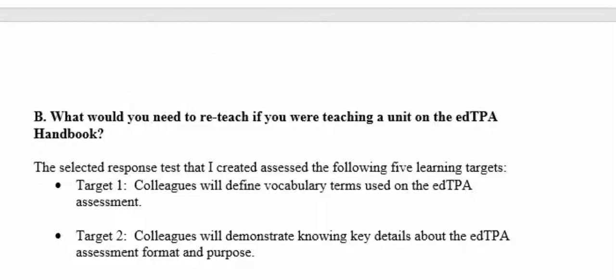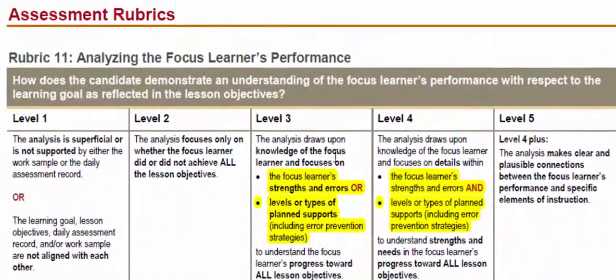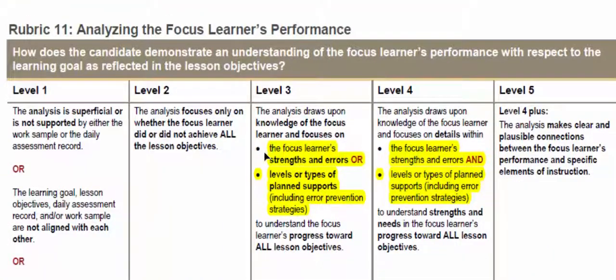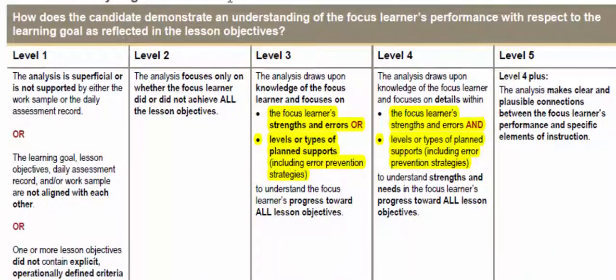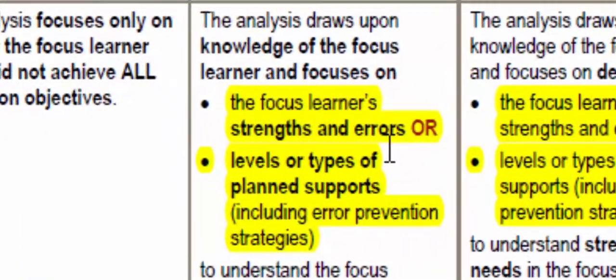Now, I want to bring your attention to a couple of documents. One is the rubric in the EdTPA, rubric 11, assessing the focused learner's performance. And you'll notice that I've highlighted here a level 3, the focused learner's strengths and errors, or levels of or types of planned supports, including error prevention strategies, to understand the focused learner's progress towards all lesson objectives.